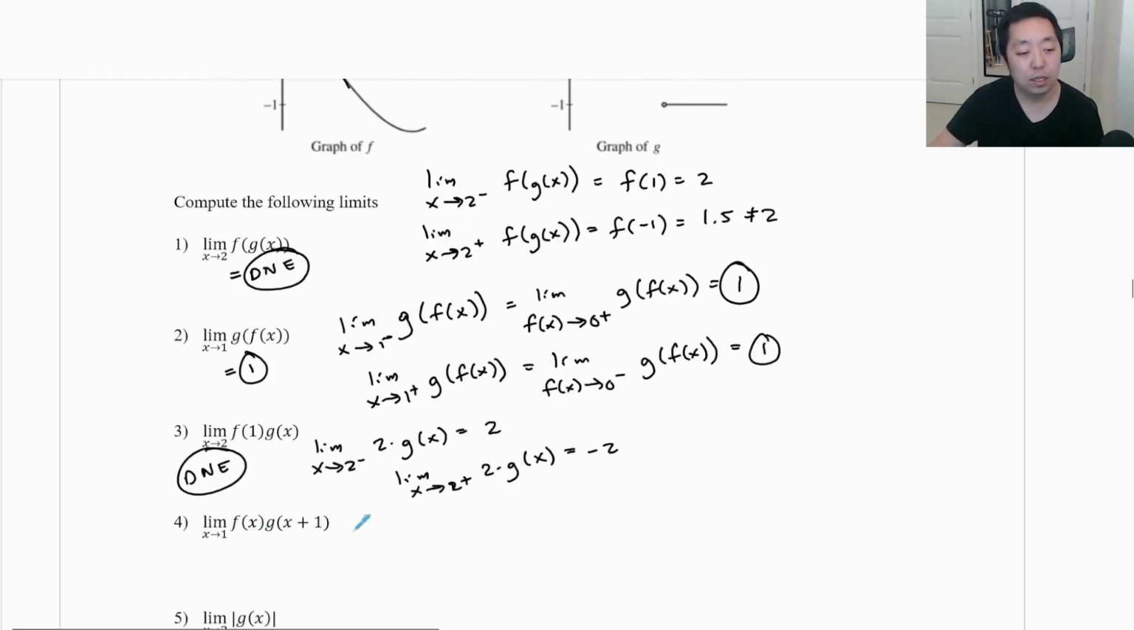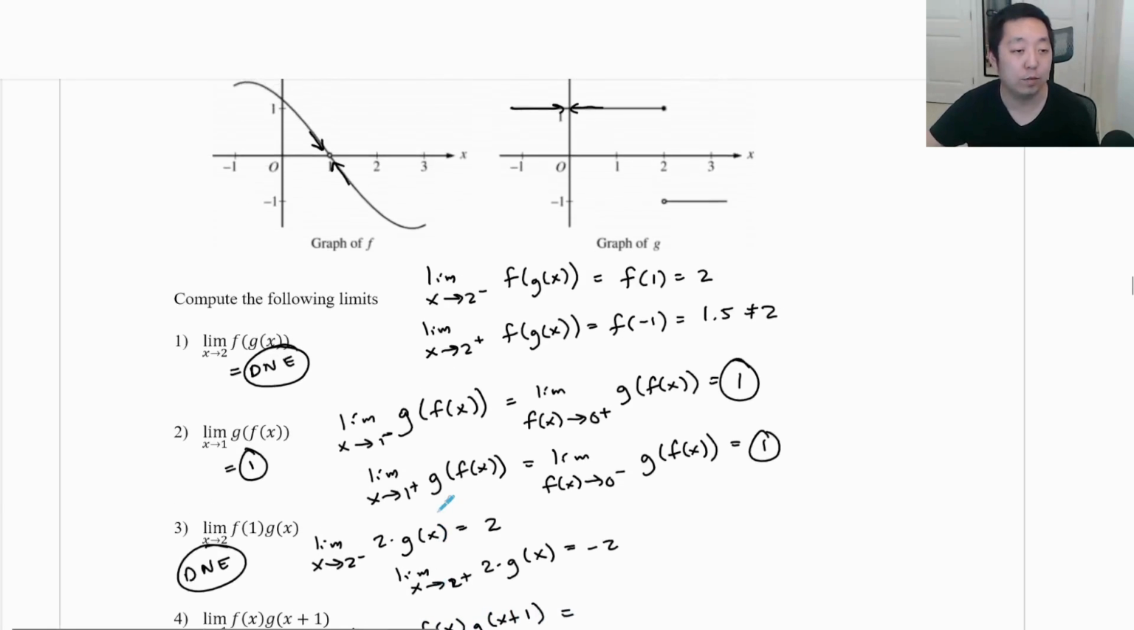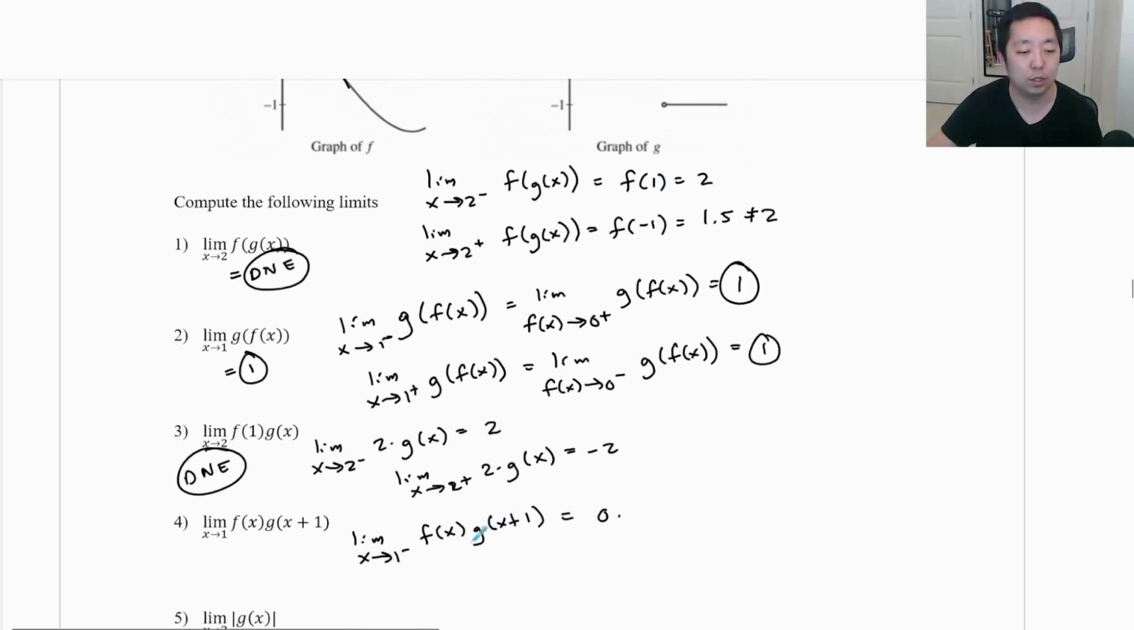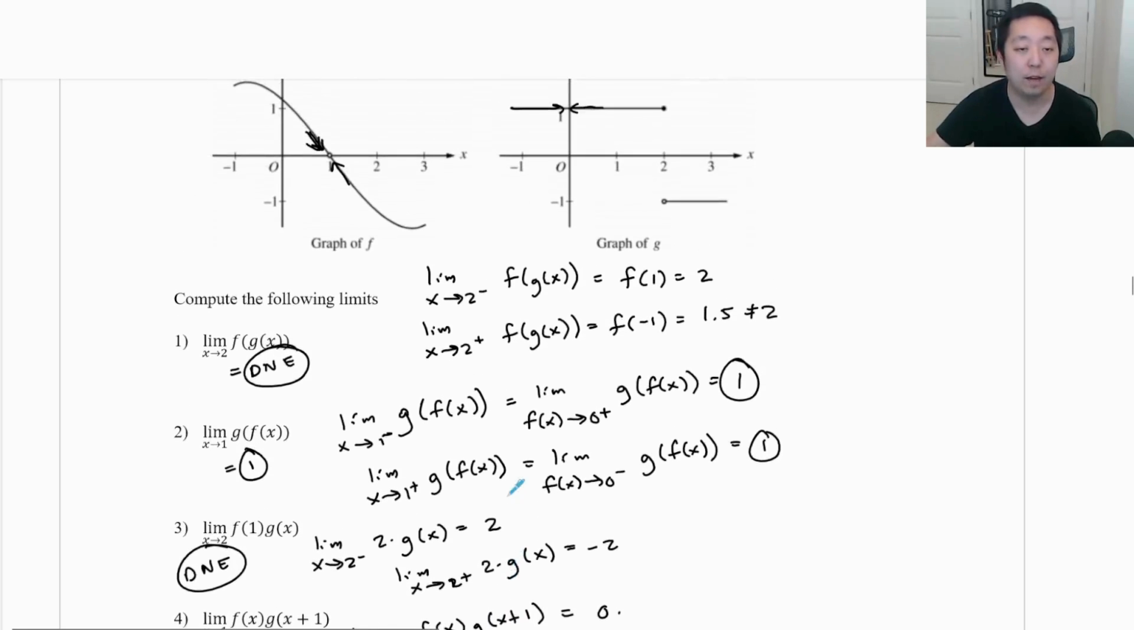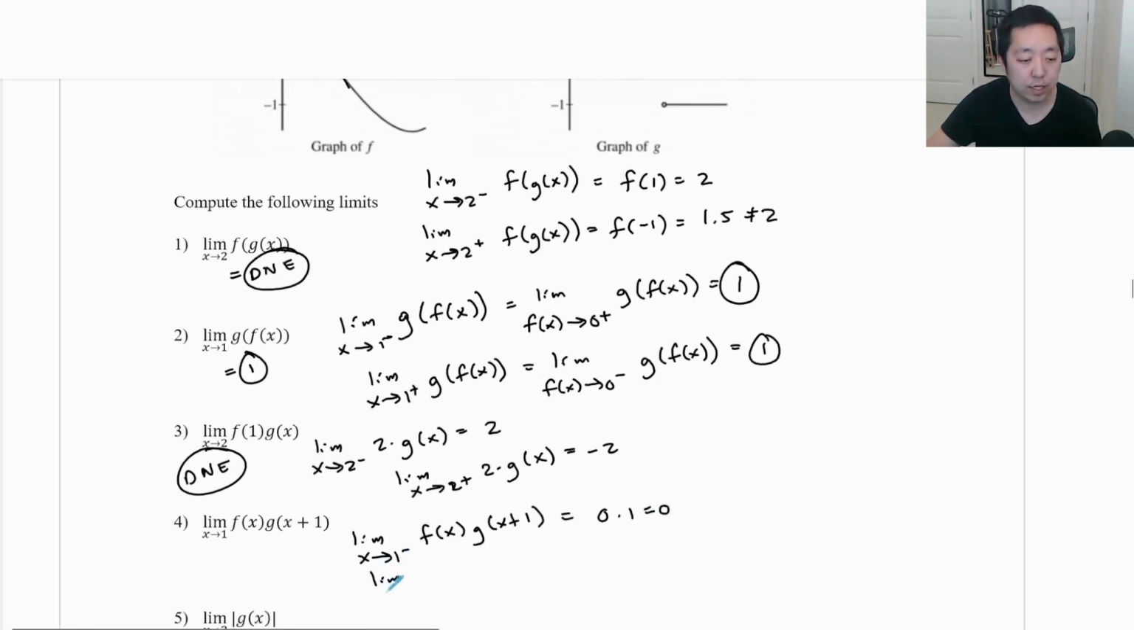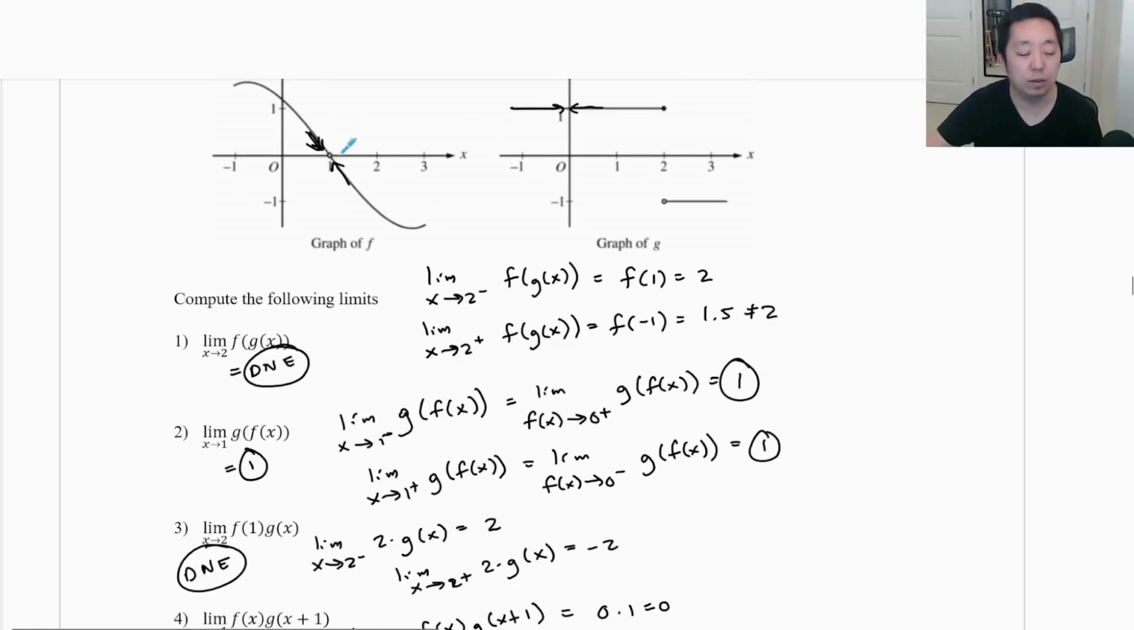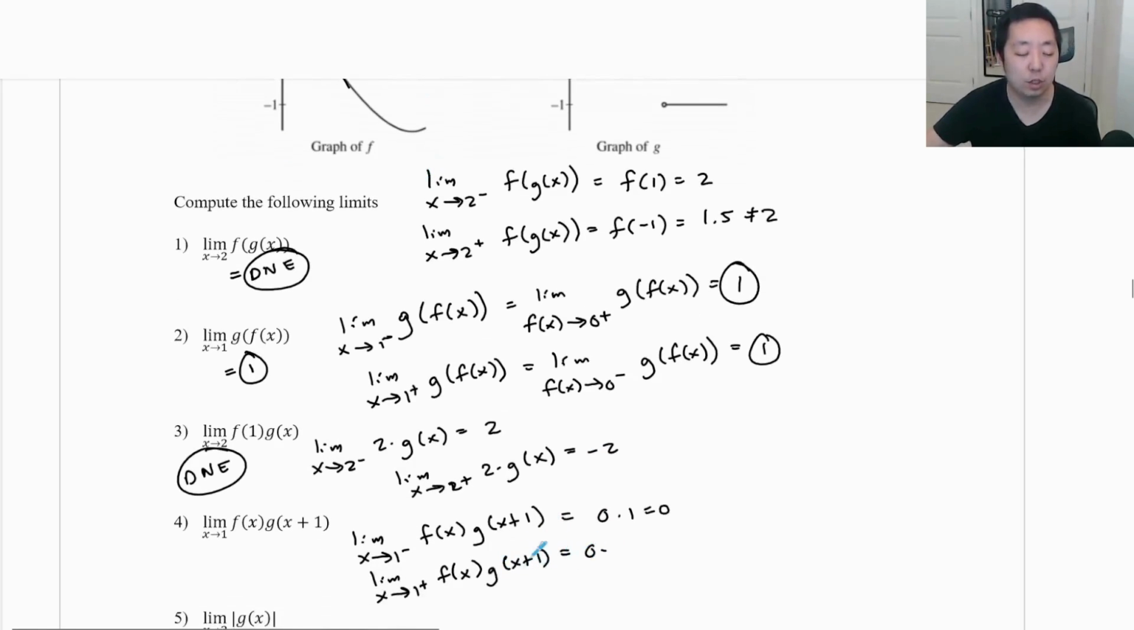How about this one? The limit as x approaches 1. Let's look from the left of this, f of x times g of x plus 1. So for f of x, you're approaching 1 from the left, so you're going to be approaching 0. And for g of x plus 1, when you're approaching 1, you're doing g of 2. You're going to 2 from the left, and that's going to just equal 1. That's equal to 0. And then you look at the limit as x approaches 1 from the right. From the right, f of x approaches 0. And g of 2 from the right approaches negative 1.